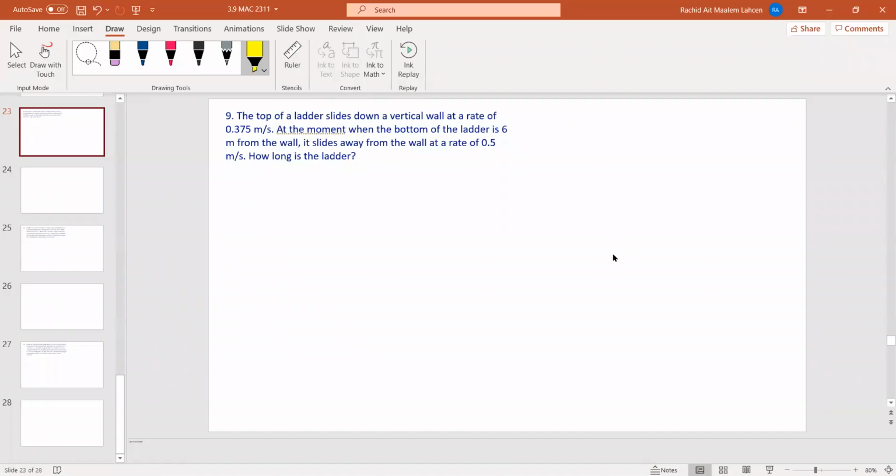All right, we'll continue this, section 3.9. All right, related rates.